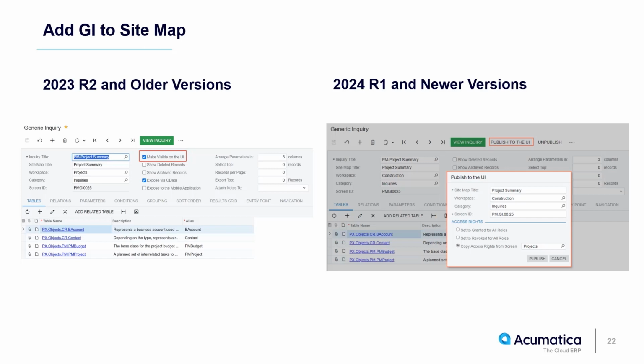So here on the left in 2023R2, you can see that on generic inquiries form, we previously had a checkbox expose to UI. And whenever you click that checkbox, the form is exposed to UI. In 24R1, it has been reworked, and now there is no checkbox anymore. Instead, there is a button publish to UI.